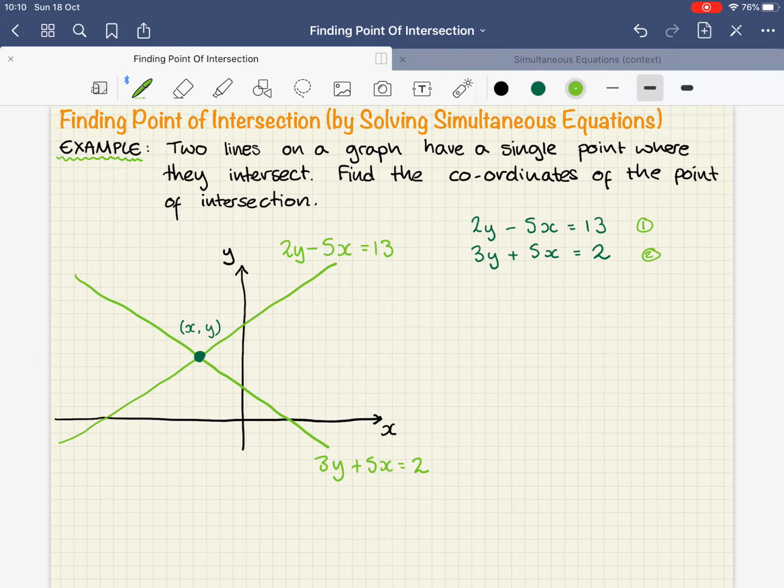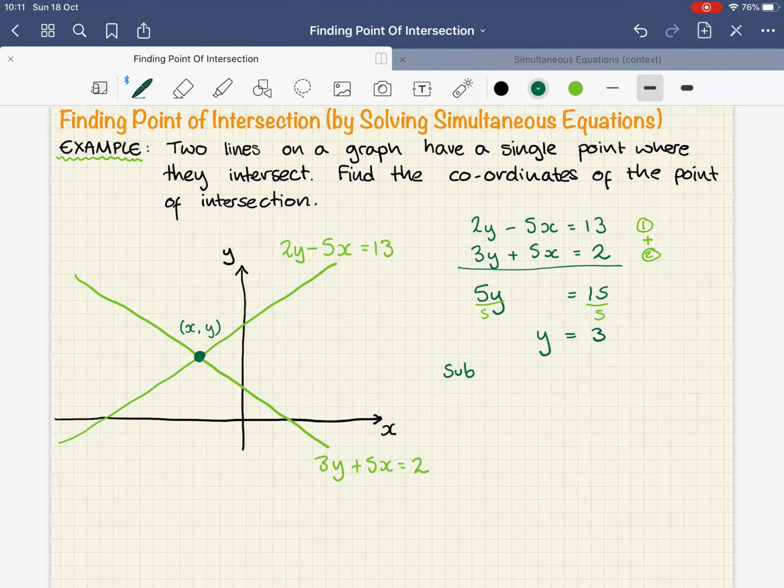So all I need to do is add my two equations together because they have the alternating signs and the numbers are the same. So 2y add 3y, that's going to give me 5y. The x's are going to cancel out, and then 13 plus 2 is going to give me 15. Then divide by 5 on both sides, and so I've got y equals 3.